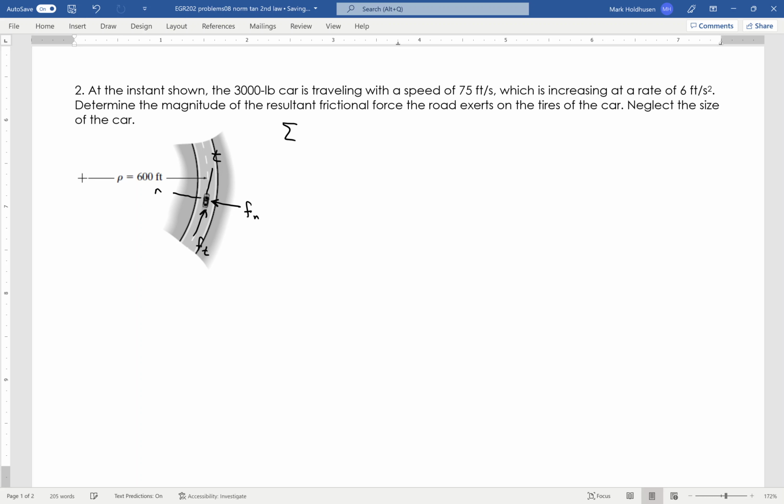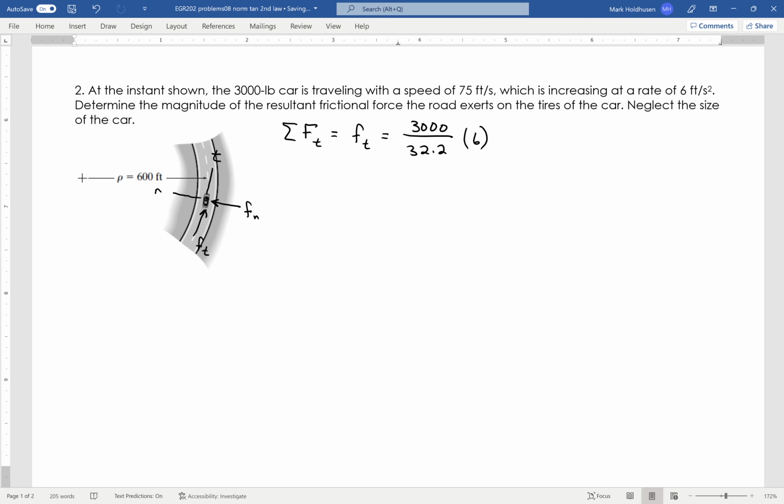So I'll start by summing the forces in the tangential direction, where all I have is the friction, right? And then its acceleration. Well, this is a 3,000 pound car, so I take that 3,000 pounds and divide it by 32.2 so I can get it into mass, times its acceleration in the tangential direction, which is given to me to be 6. Again, this is another reason why we set up our axes based on what we know about acceleration.